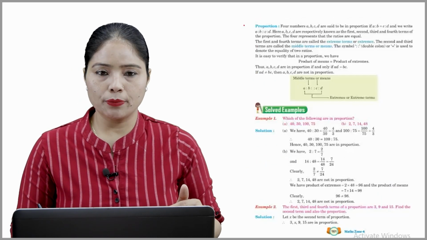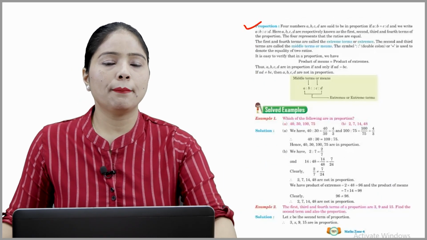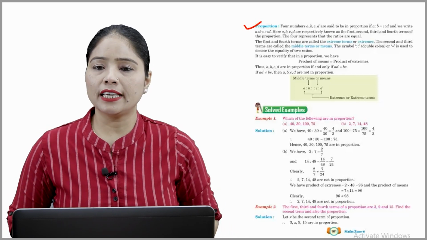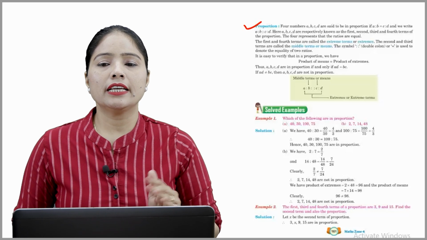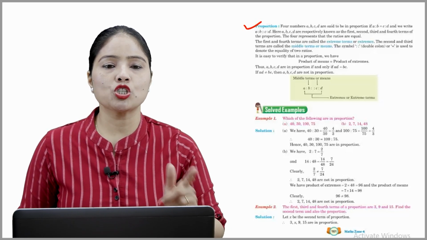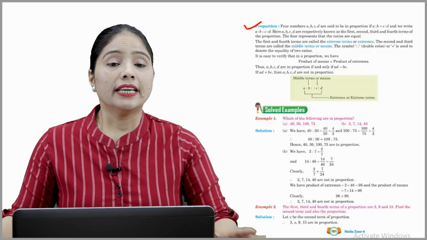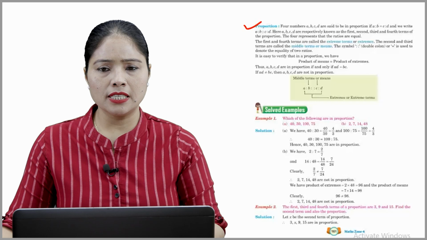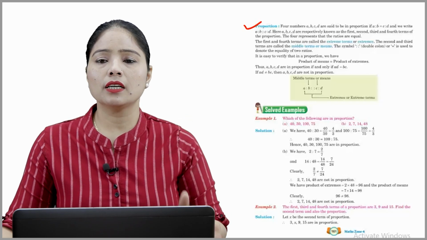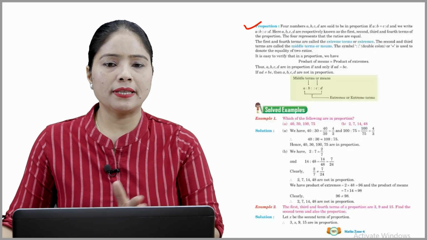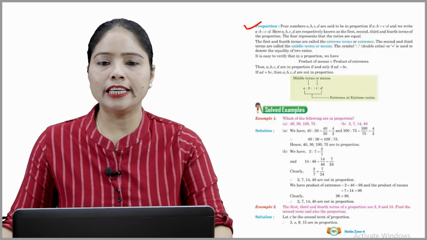Okay, proportion beta. Four numbers A, B, C, D are said to be in proportion if A is to B is equal to C is to D, and we write A is to B, proportion, C is to D. Here A, B, C, D are respectively known as the first, second, third and fourth terms of the proportion. The symbol represents that the ratios are equal.